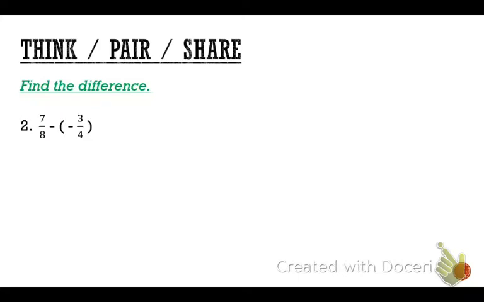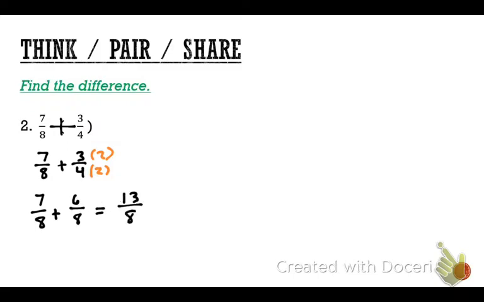Moving on to the next one. There's a lot going on here. The first thing you have to do with a problem like this is turn those double negatives into a positive. Next up, you can see you have different common denominators. So you've got to multiply both of them. And then you get 7/8 plus what? 6/8, which equals 13/8. And then you've got to turn that into a mixed number.